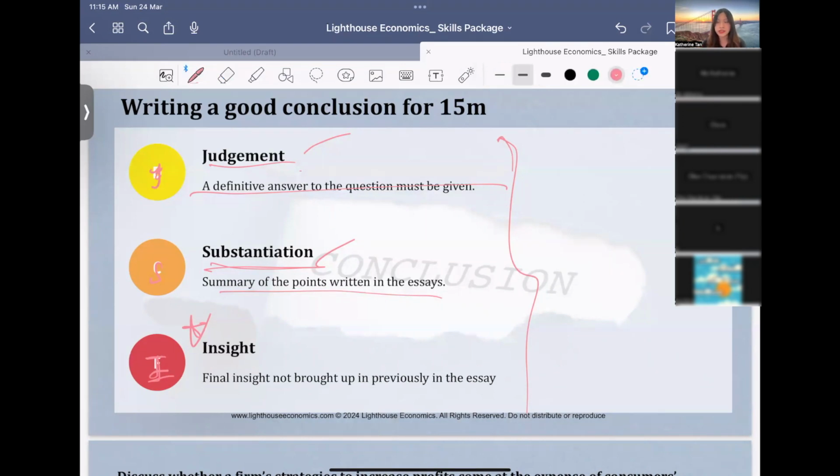What are composite indicators? They are things like your happiness index. So it's a mix of a lot of indicators. They look at literacy, health expectancy, infant mortality, everything to mix into one. Okay, so we need to bring in one point that was not mentioned in the essay.